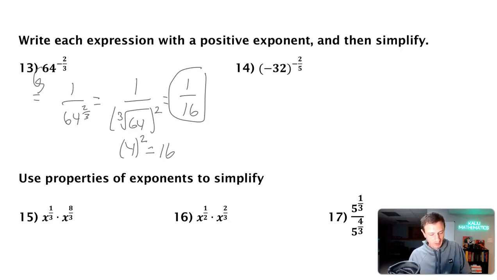Cool problem. Number 14. In parentheses, negative 32 being raised to the negative 2/5. So just practice bringing that down. So 1 over. And then this is still negative 32, though. That doesn't go away. The only thing that we're addressing right now is that negative exponent, where that has to come down. So let me rewrite that. So that's negative 32 being raised to the positive 2/5 now.